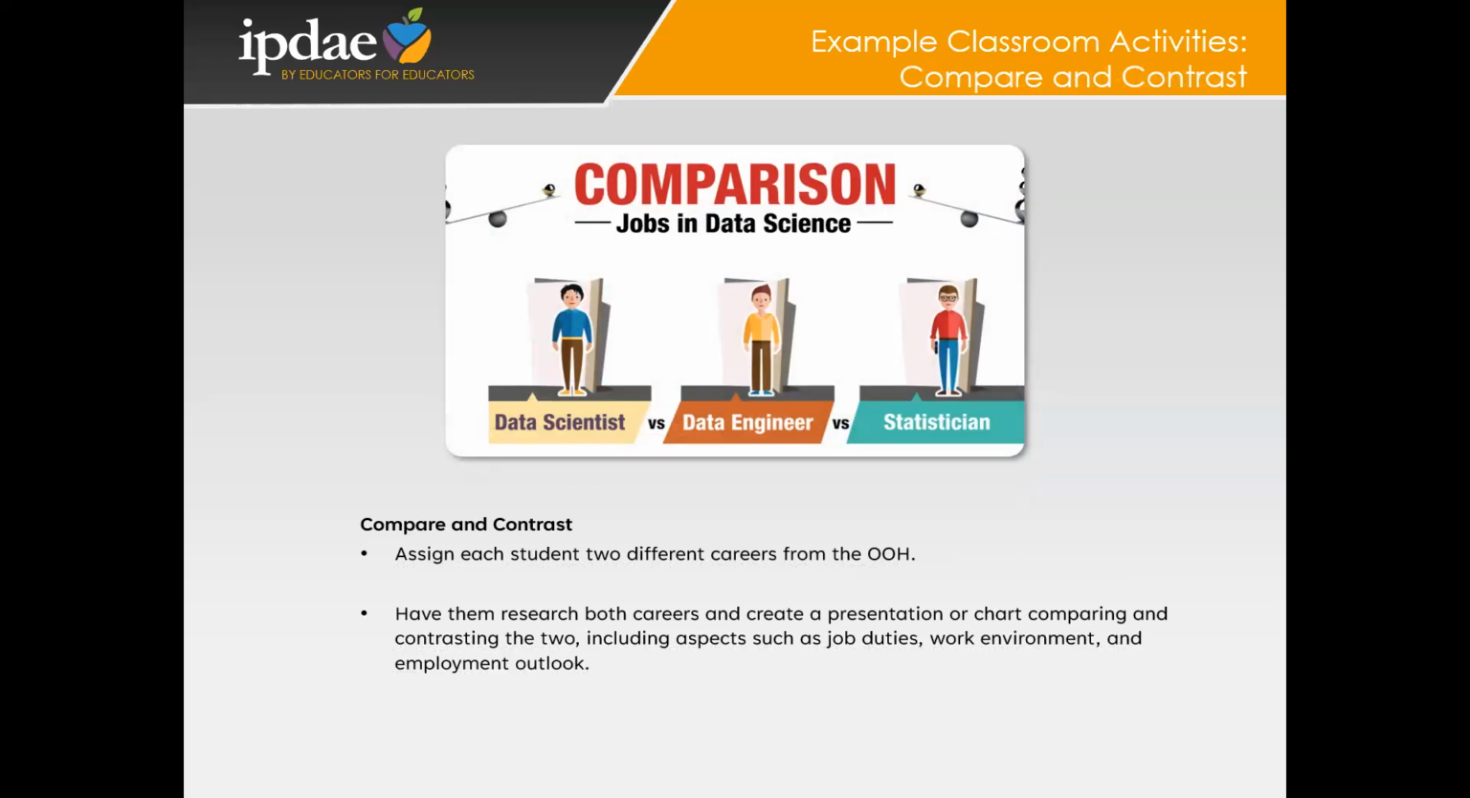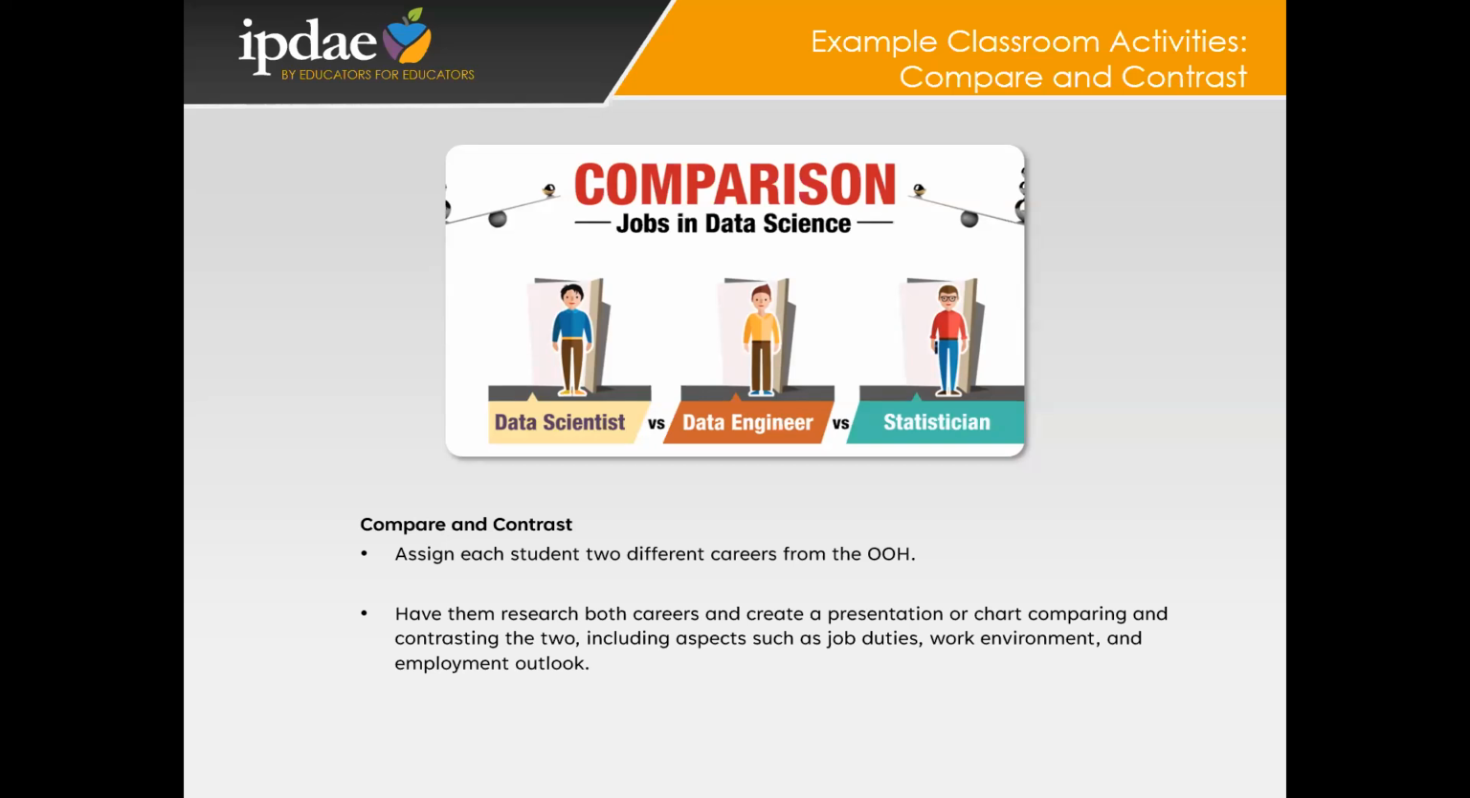The next activity is the compare and contrast activity. This activity requires students to research 2 different careers from the Occupational Outlook Handbook and create a detailed comparison between them. This comparison can be presented in various formats, such as a written report, visual chart or presentation, and should delve into aspects like job duties, work environment, and employment outlook.